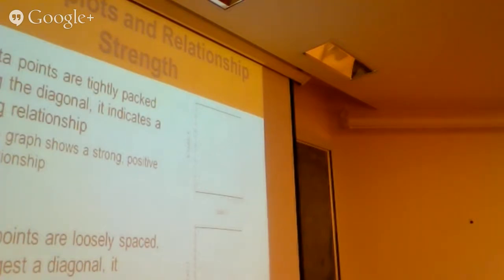So if they're loosely spaced, we say the relationship is weak. It's not zero, it's just weak. There's something happening here. If I were to show you this and ask you, if you had to plot a line there, what that line looked like, you'd probably say the line looks like this. So there's something happening there. It's just not clear. So we say that's a weak relationship.